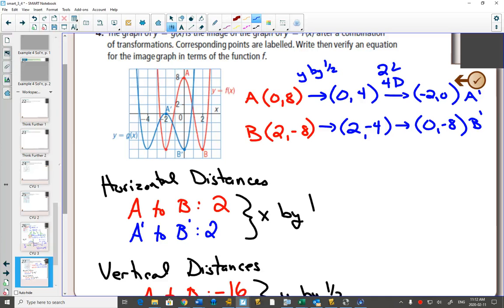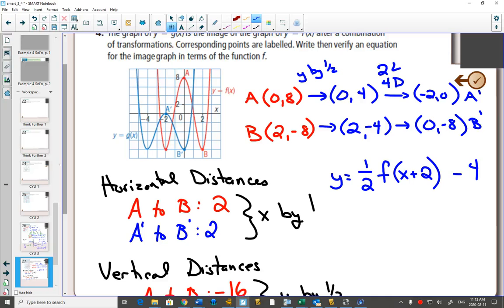And so by first doing those horizontal distances and vertical distances, you can figure out what needs to happen on this first arrow, which will give you these second points, and then figuring the translations after that will be easy. And once you've written all of these things down, we can now write the equation of the blue graph. And it says, write the equation for the image graph in terms of the function f. Where will this 1/2 be? Outside the function. Then 2 to the left happens inside the function. x plus 2 and the 4 down outside of the function.